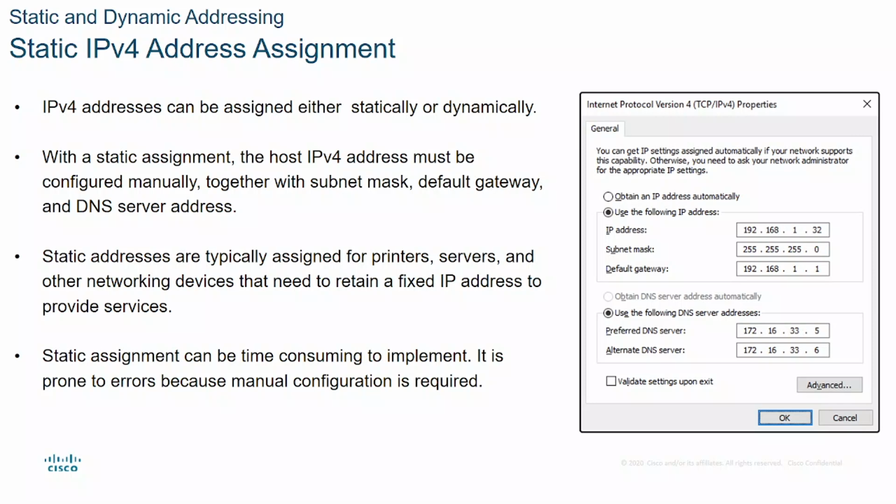So with a static assignment, the host IPv4 address must be configured manually together with subnet mask, default gateway, and DNS server address. Then the static addresses are typically assigned for printers, servers, and other networking devices that need to retain a fixed IP address to provide services.